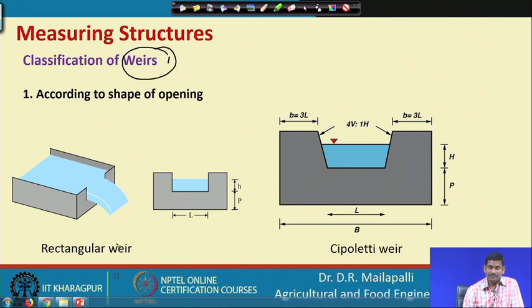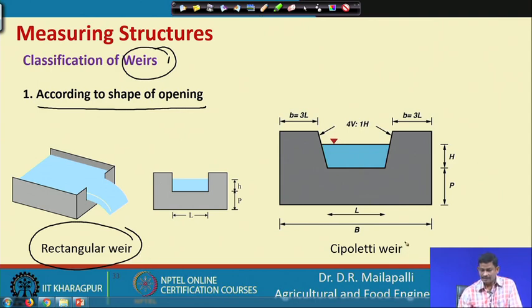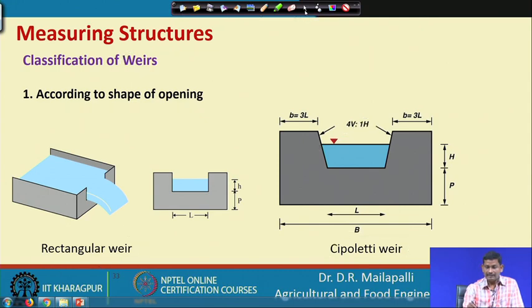Similar to the notches, we have the classification, mostly according to the shape of opening. Here the rectangular opening is a rectangular wear, right, and if it is a trapezoidal opening which has 4 vertical and 1 horizontal side slope, that is called a superlative wear.